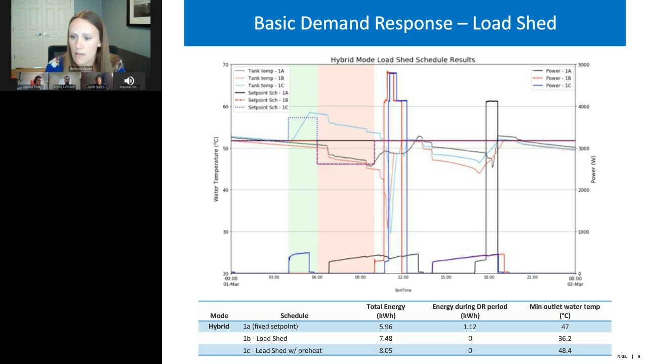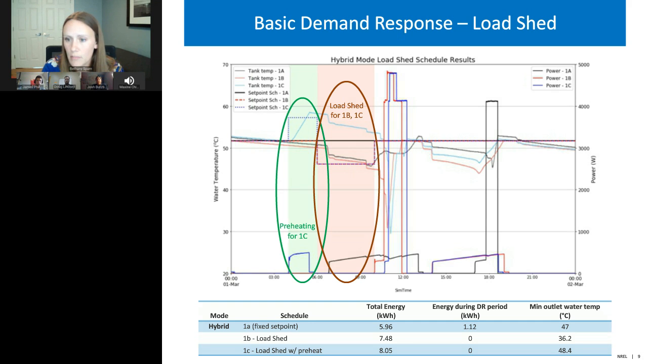Red lines are the basic load shed where we're just changing the set point during the load shed period, and then the blue is the advanced case, where we had the preheating. You'll also notice that there is some green shading, indicating the preheating period or the load up period, and then the red is the load shed window.